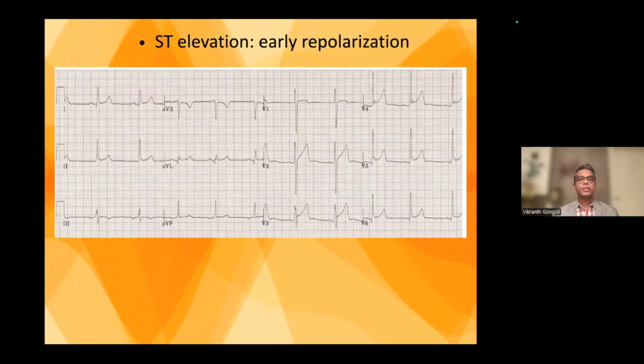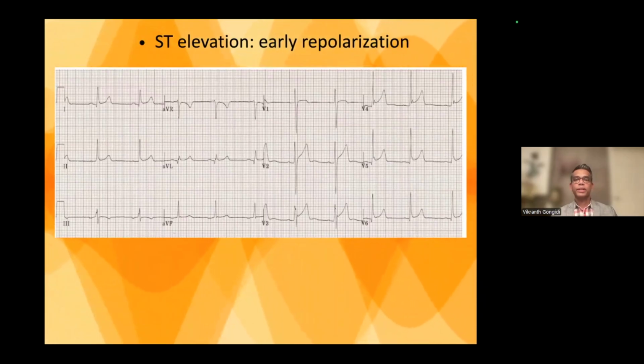In certain cases, you have early repolarization. Either an athletic heart or ventricular hypertrophy can create these early repolarizations. And they have a slightly different upswing to their ST elevation from their baseline.